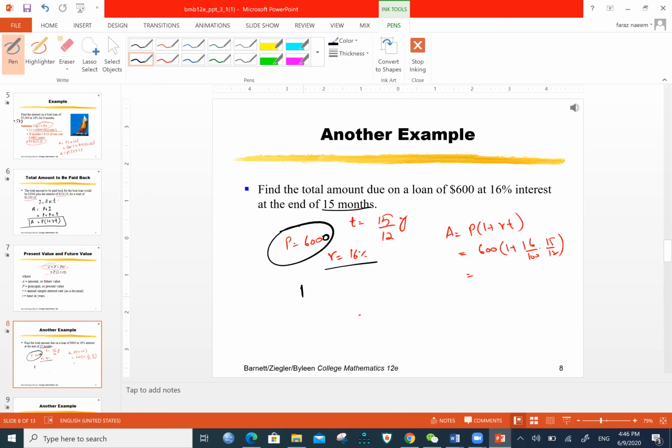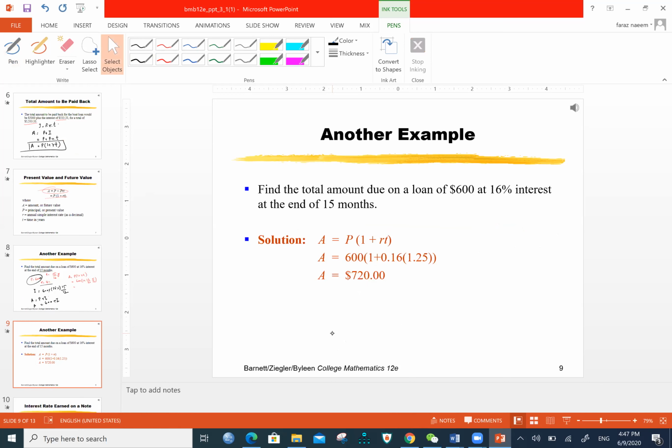There are two ways. First, you can calculate the interest, like 6,000 times 16% times 15 by 12, you can get the interest, and then the amount due you can find as P plus I, like 6,000, sorry, not 1,000, 6,000 plus interest. Is that clear? Yes. Okay. So this is the formula which we have already discussed. So A is 7,200.